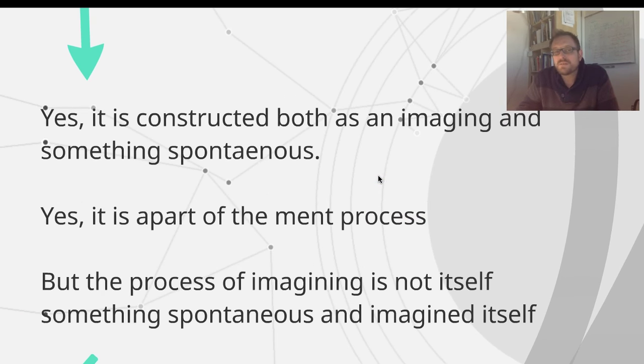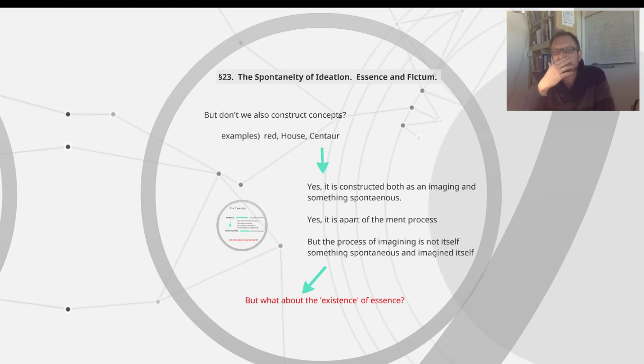And yes, it's true that my concept of a senator is apart from the mental process itself. But the process of imagination, of imagining, is not in itself something spontaneous. Pardon me. It's not something spontaneous in itself and imagined itself, right? I'm not imagining a cardinal number, as it were, right?